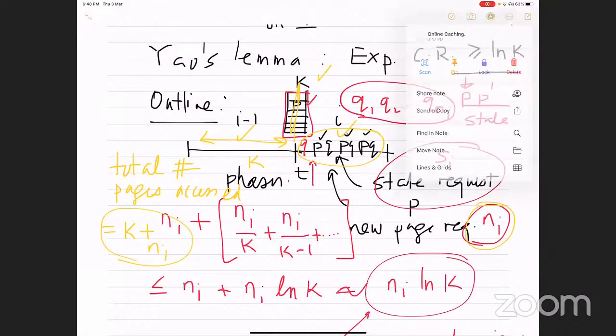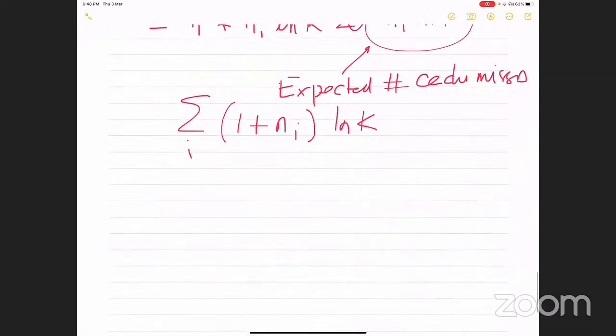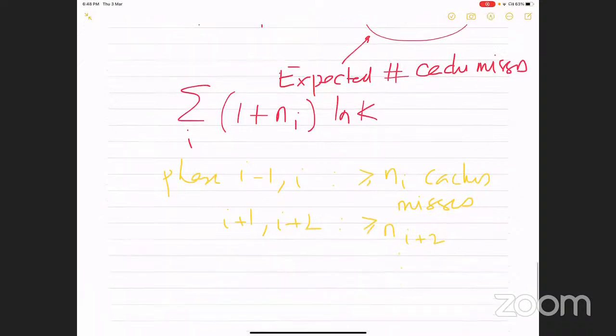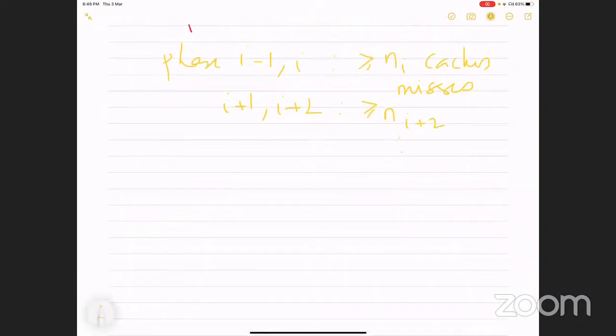So this is the main observation: if you look at phase i minus 1 and i, any algorithm will have at least n_i cache misses. Okay, so then you look at phase i plus 1 and i plus 2, then you say that any algorithm will have at least n_{i+2} cache misses, and so on. Right, so if you add them up, what are we saying? It's saying that you will have n1 plus n3 plus n5 and so on. So any algorithm needs to have at least these many cache misses.